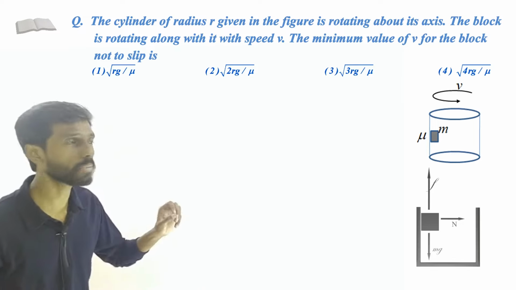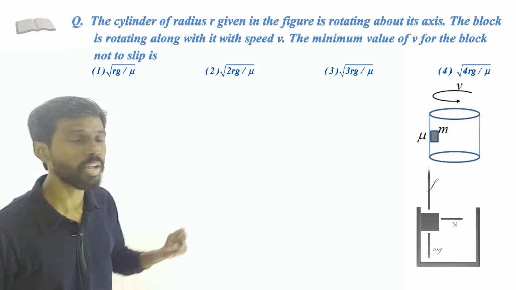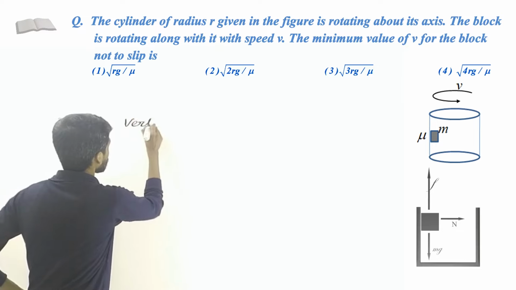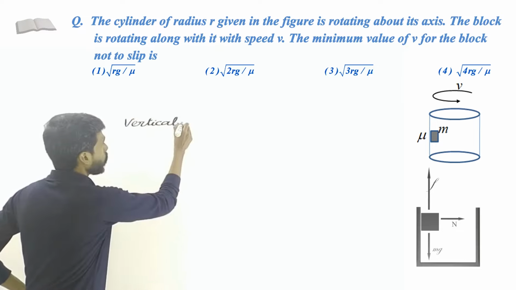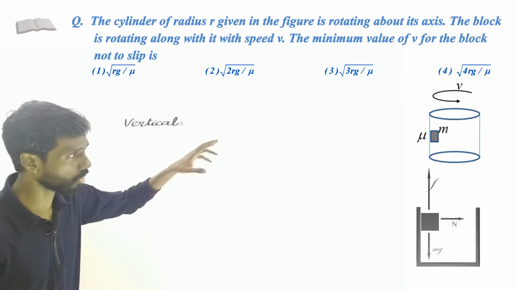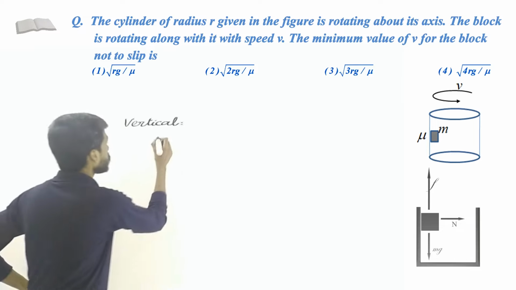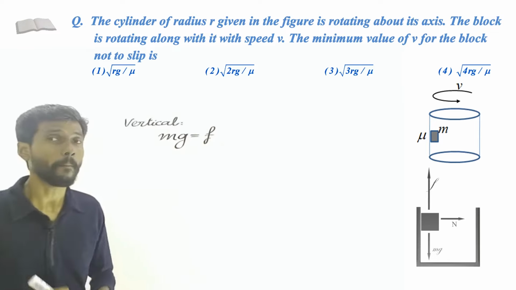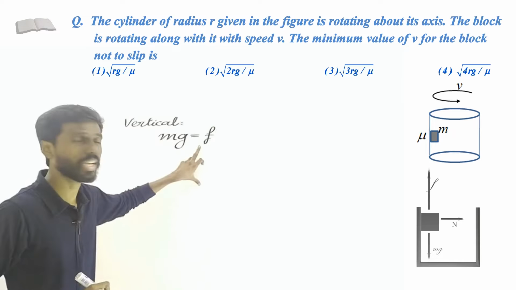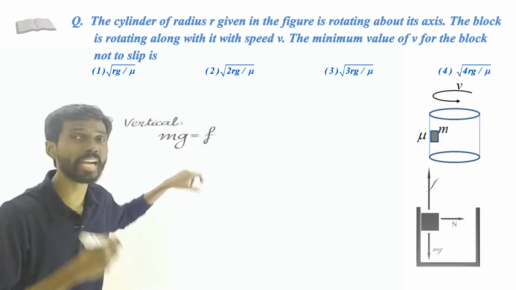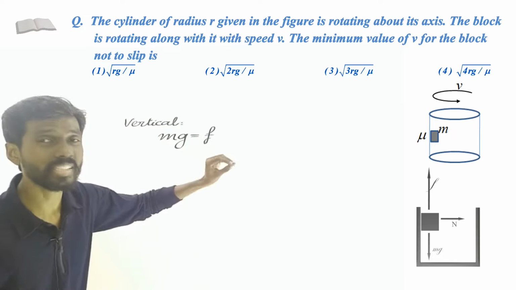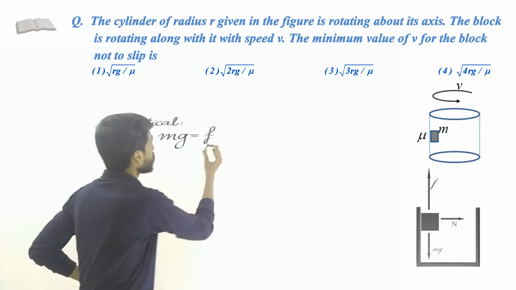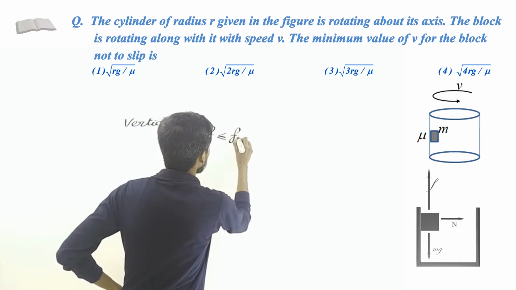So that is the condition. Let us do it one by one. First of all, what is the downward force? That is mg in the vertical direction. The frictional force is balanced by the gravitational force, so mg must be equal to the frictional force. But this frictional force must be less than or equal to the limiting friction, because this is static friction, not kinetic friction.